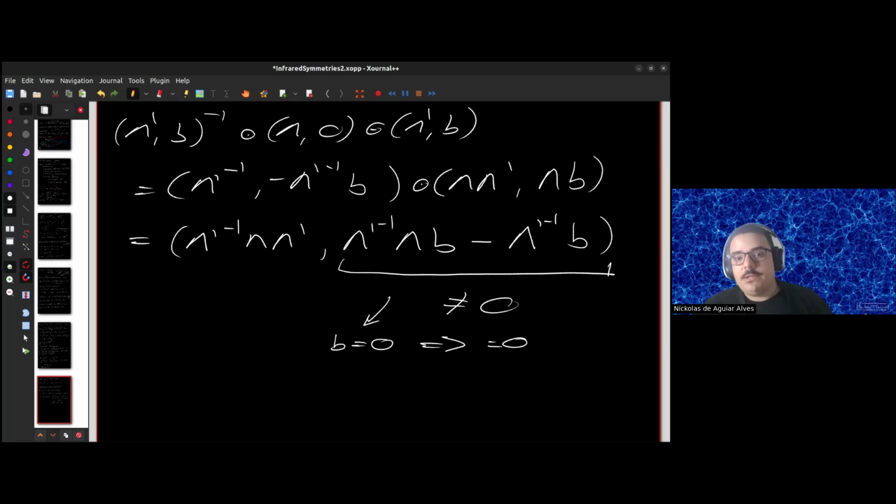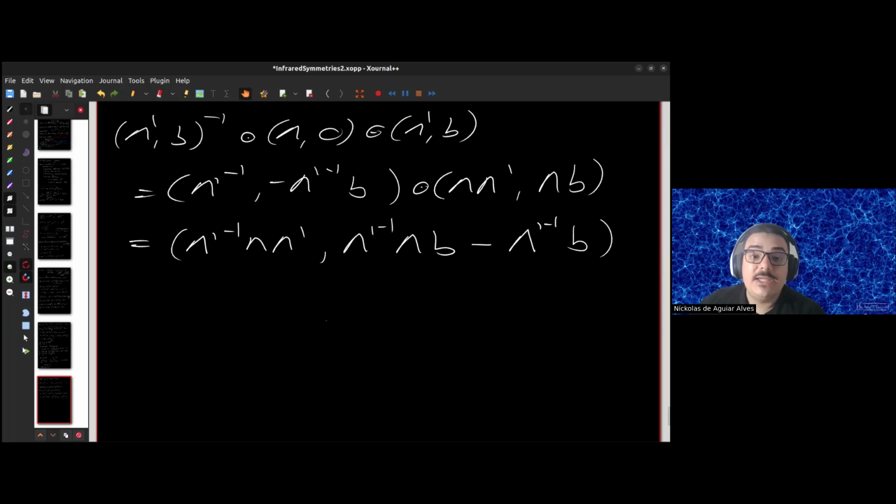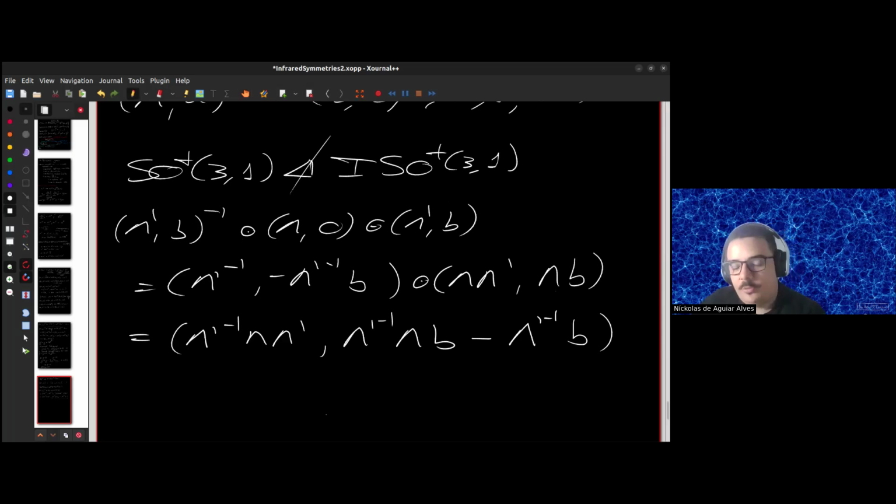But if B is not zero, if we have a translation, then what happens is that in general, we will not get a vanishing element in here. So we actually get something weirder. You conjugate a Lorentz transformation by Poincare transformations, and the result is not a Lorentz transformation. It is a more general Poincare transformation. So the Lorentz group is not a normal subgroup of the Poincare group.